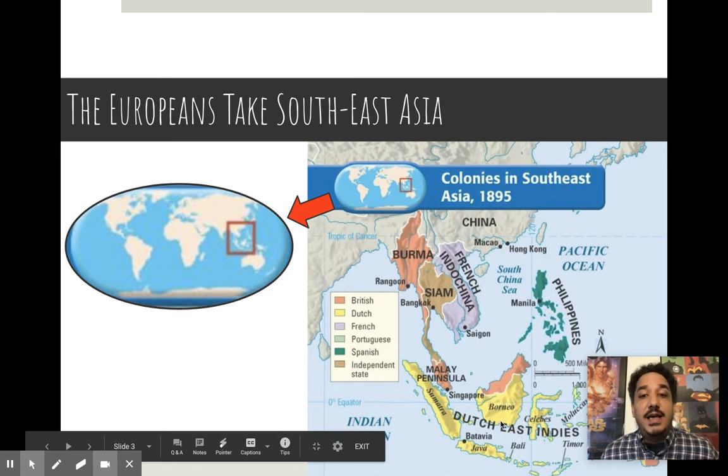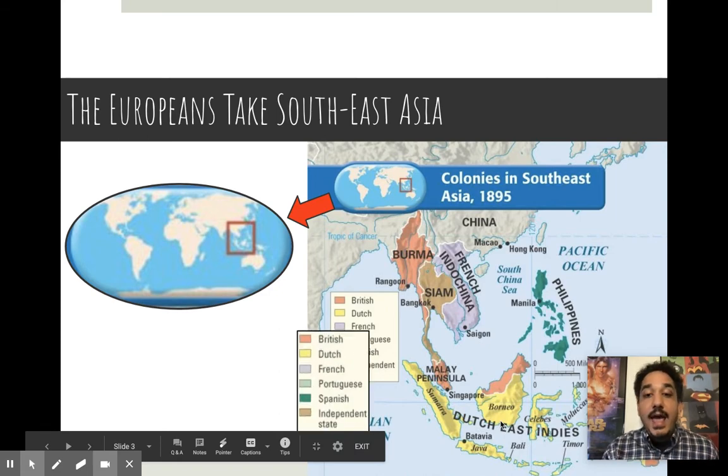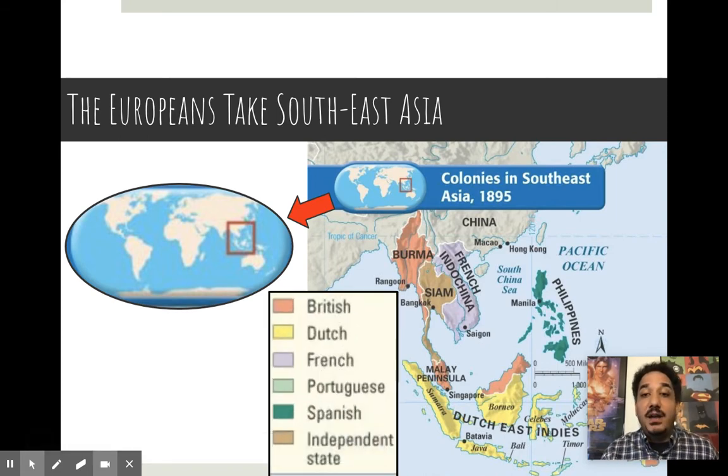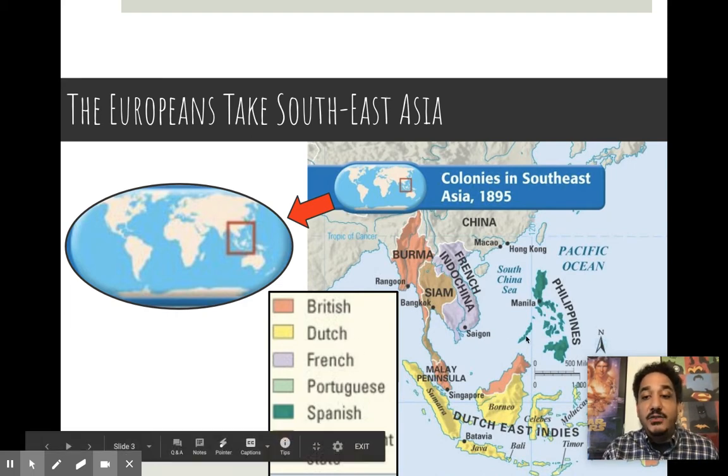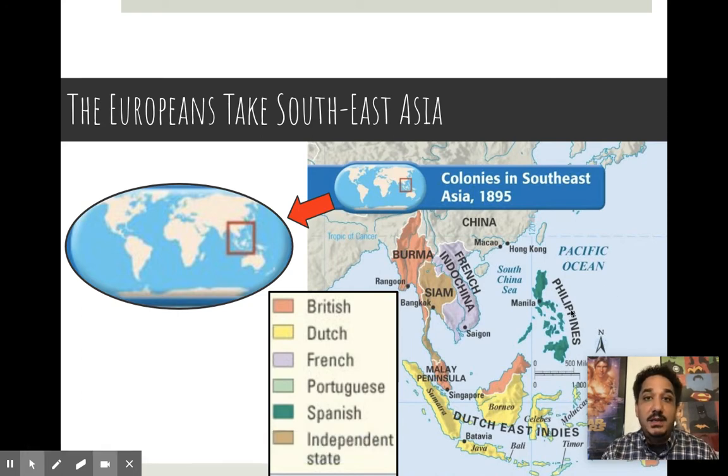Those are the countries that we're talking about. And we kind of forget that the Europeans went down there and they took over those countries too. And you can kind of see all the European countries that took over. For example, the Spanish took over the Philippines, which is going to be important. We're going to talk about the Spanish taking over the Philippines in a little bit.